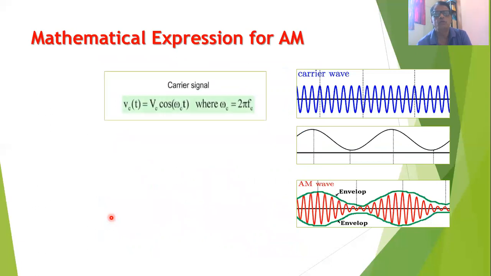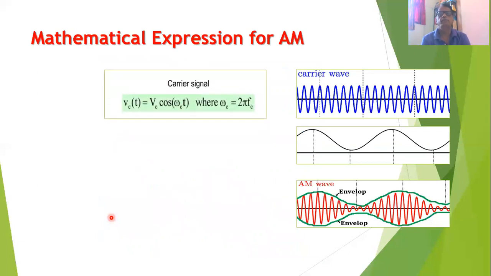Now let us go for obtaining the mathematical expression for AM signal. We know that a carrier signal can be represented by either a sine term or cos term. Suppose I have represented a carrier signal like this: small v_c(t) is equal to capital V_c cos of omega_c t, where omega_c is the angular frequency and it can be given as 2 pi f_c, where f_c is the linear frequency of the carrier signal.